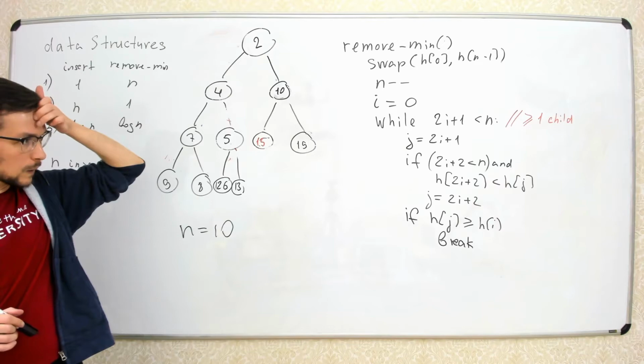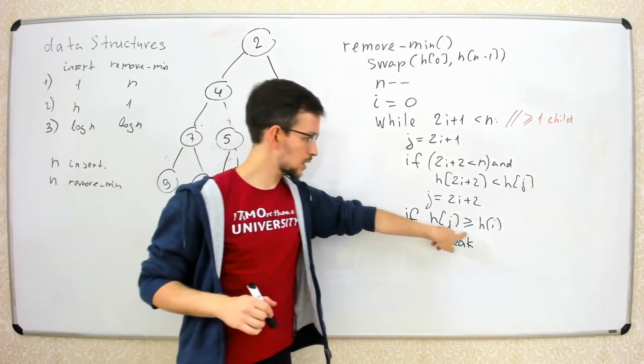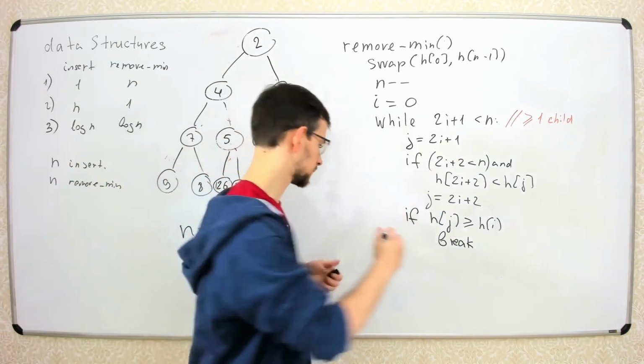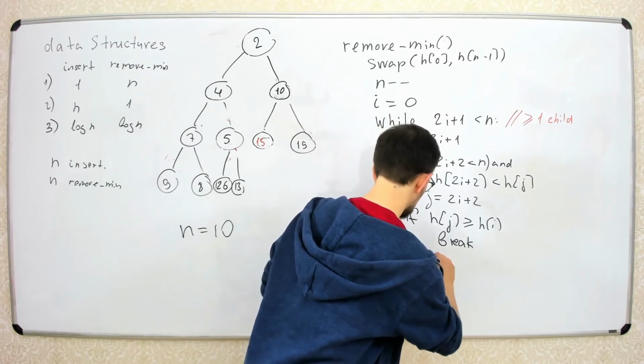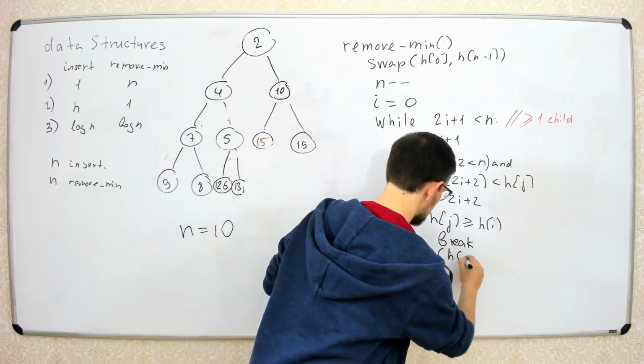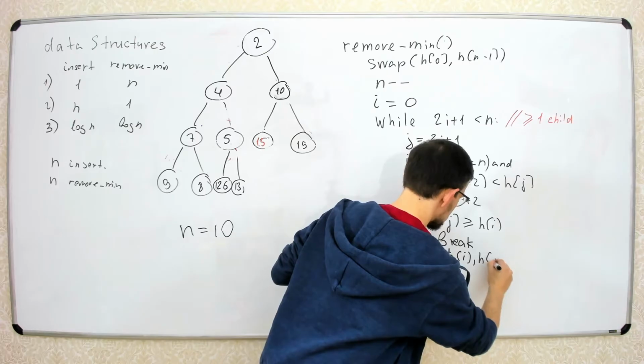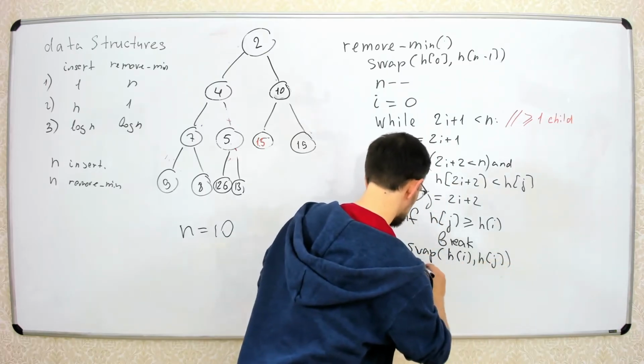And now, if it is less, then we make the swap. Then make swap h[i] and h[j], and say i equal to j.